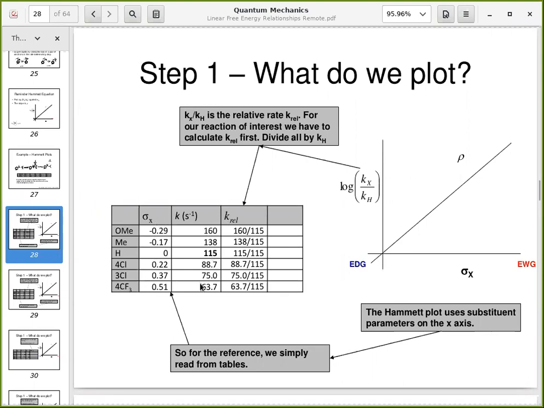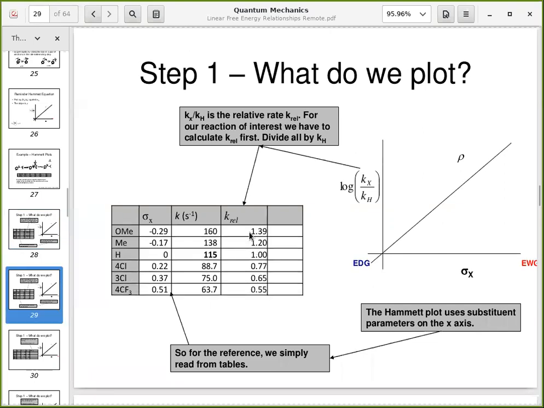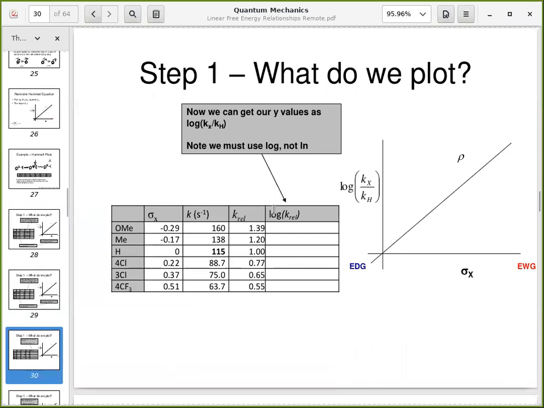Of course, our k's are not relative rates. I've just taken out the exponent and written them out in full. We've got to divide everything by the unsubstituted system, where the only substituent on the aromatic system is hydrogen. And so we divide it all by 115. Once we've done that, we've now got a relative rate. And so now we simply need to find the log of that. And then if you've got the log of k rel, then you've got your y-axis sorted out. When you know your y-axis and your x-axis, you can plot your graph and you can get your slope, which is rho.